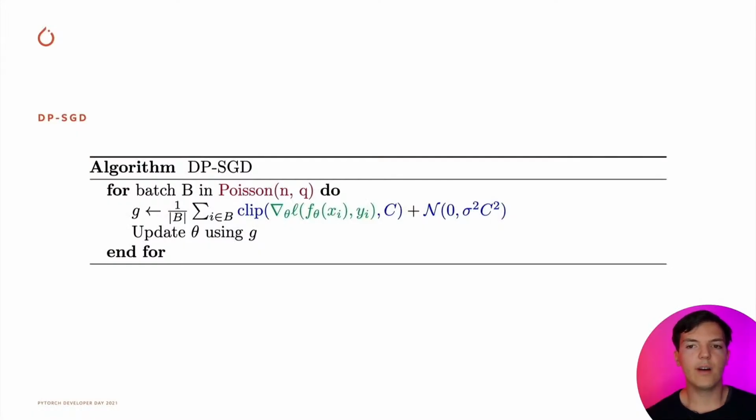Finally, we need to modify batch creation. Instead of randomly cycling through elements, at each step we flip a coin for each sample to decide if it goes into the batch or not. This is called a Poisson batch. Because of the post-processing property, we can not only do vanilla SGD, but also fancier optimizers such as Adagrad, Adam, etc.